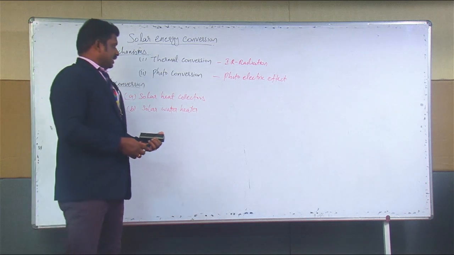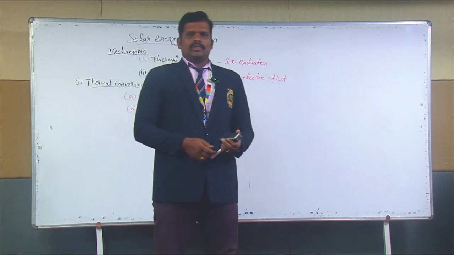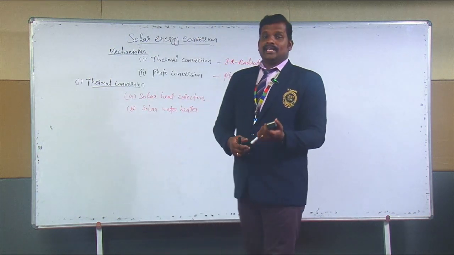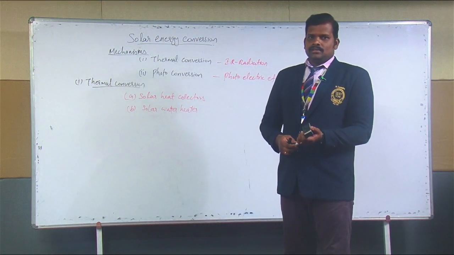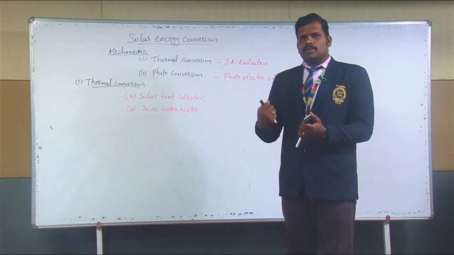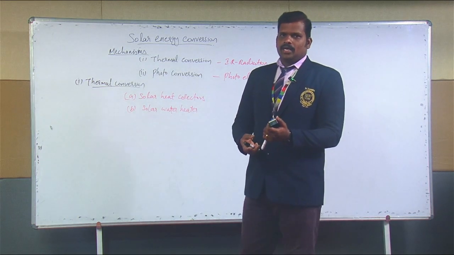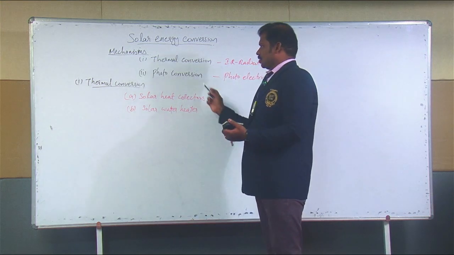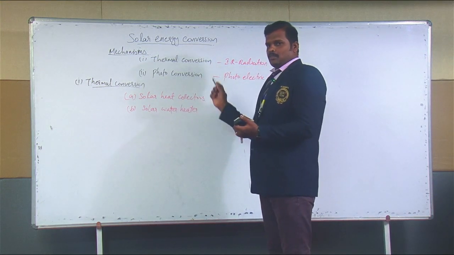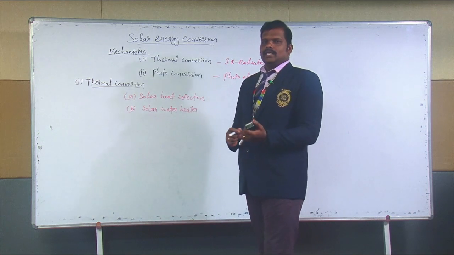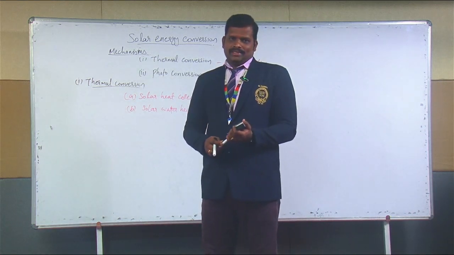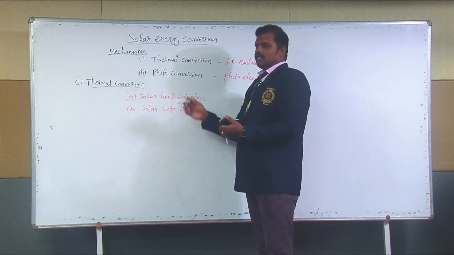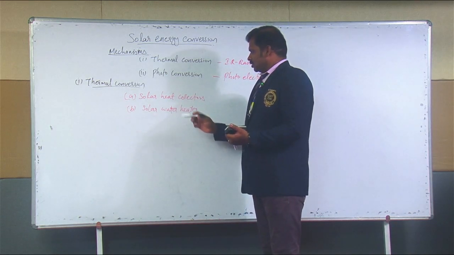What are solar heat collectors? Solar heat collectors are natural materials like stone, bricks, and materials like glass. These materials absorb heat energy during the daytime and release it slowly at night. That's called solar heat collectors. This method is generally used in cold places where the houses are kept warm by using these solar heat collectors. And then second, solar water heater.